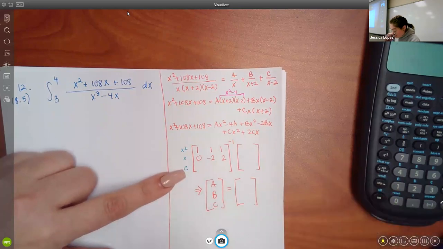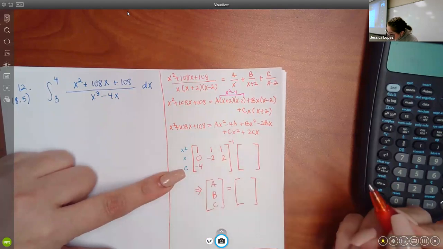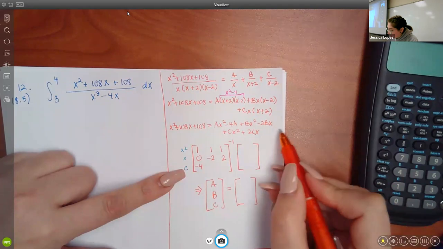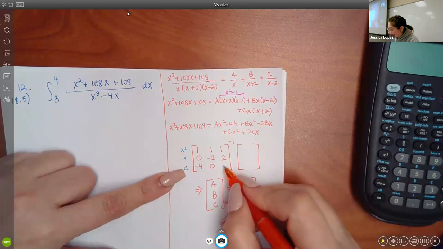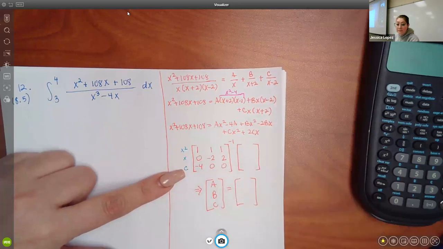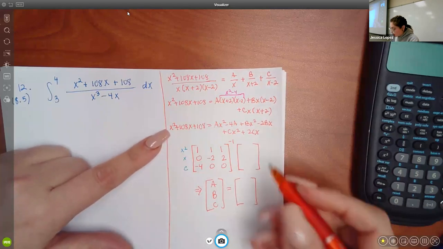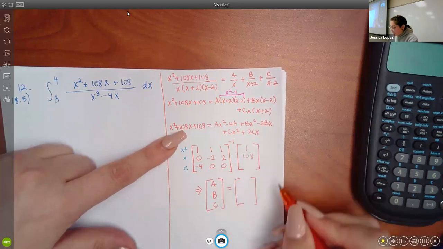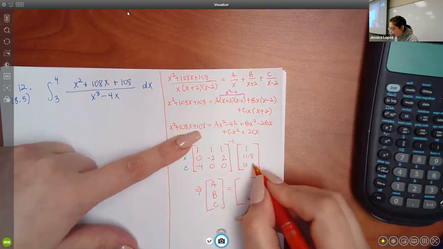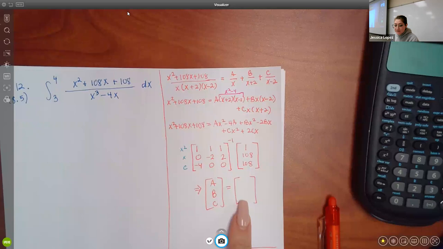Now for the constant, so no x's at all. I do have negative 4a, so I type in negative 4. I do not have any b's without any x's, so we're going to type in 0. And I do not have any c's without any x's, so we're going to type in 0. Okay. Now, what was the originals? The original x squared coefficient was 1, right? The original x coefficient was 108, and the original constant was 108. And so what I want to do is enter that into the calculator so I can compute and get my answer here for A, B, and C.